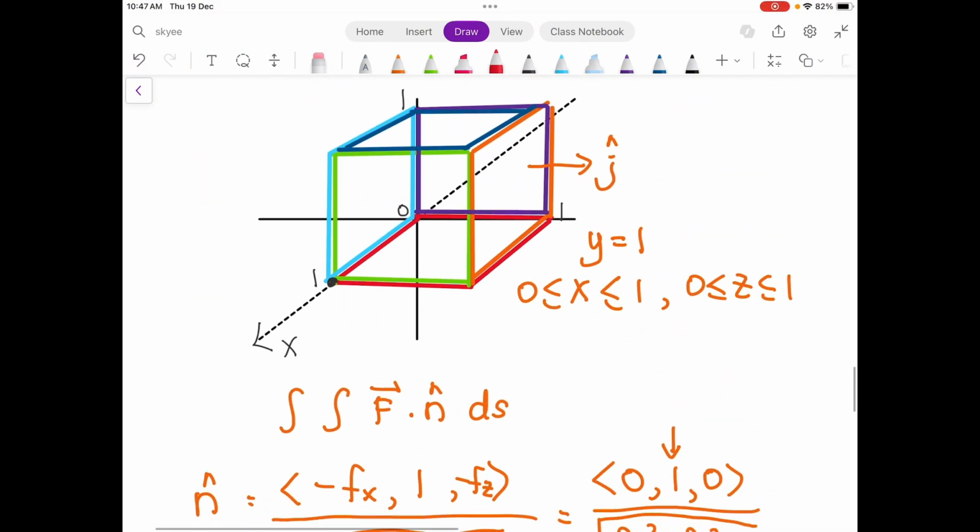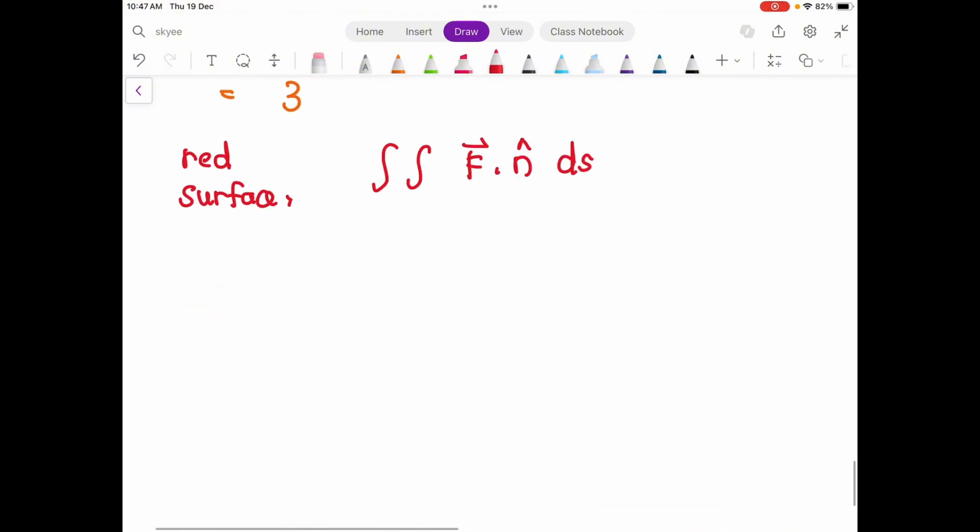For the red one, you will know that the unit vector n will be pointing downward, which is the negative k direction. So you can just use this one, negative k. We'll do it quickly. For this one, n equals the negative k direction. For F, we will just consider the z, and the dA.